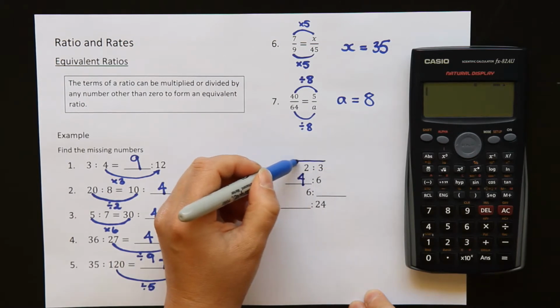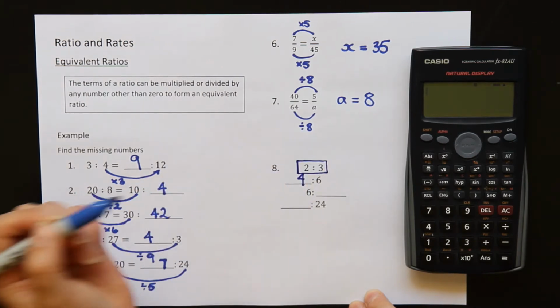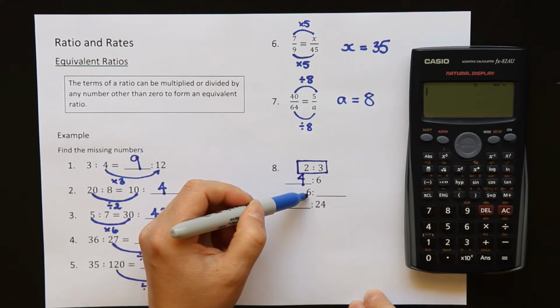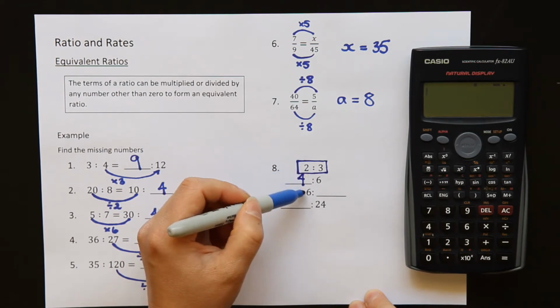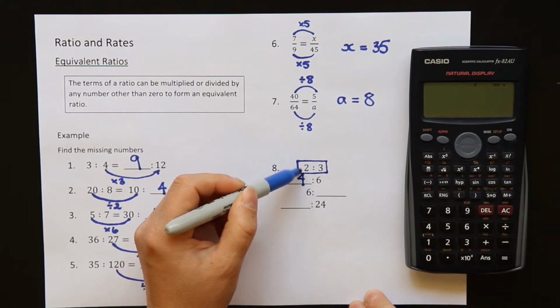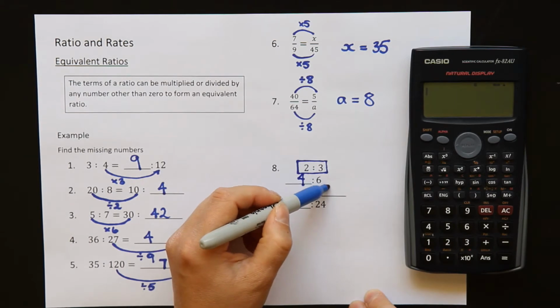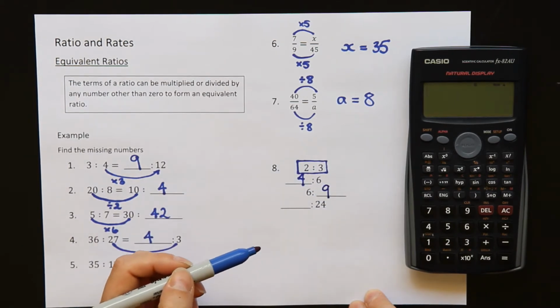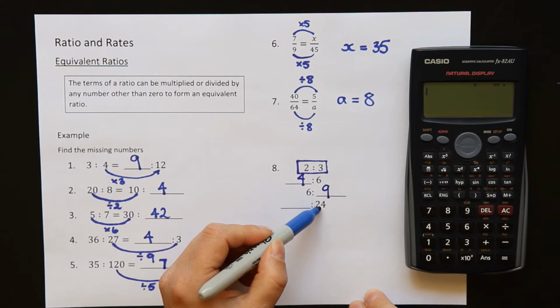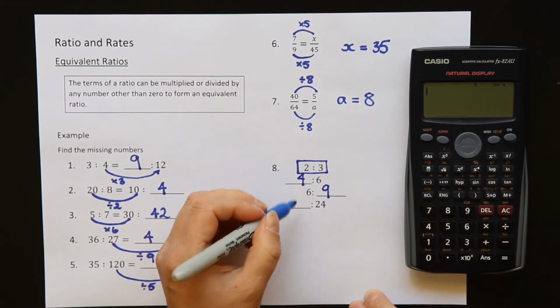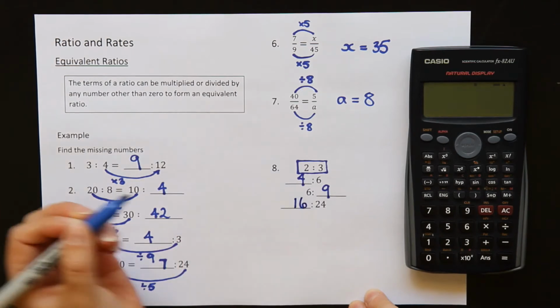Now, this one is my reference point, okay? So it's best to work from this one. So let's have a look at our next ratio here. Getting from the 2 to 6, you would multiply by 3. So let's multiply this side by 3. 3 times 3 is 9. And one more, we have the 24. So to get from 3 to 24, you would multiply by 8. Multiply 2 by 8, 2 8s are 16.